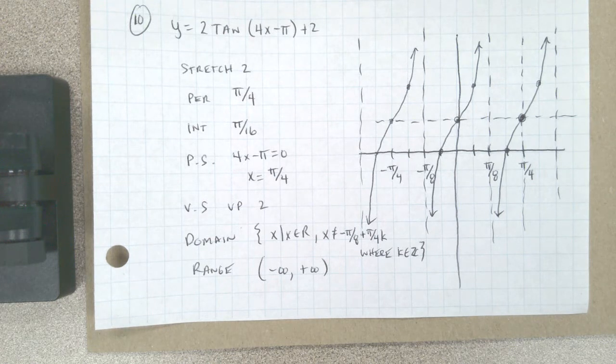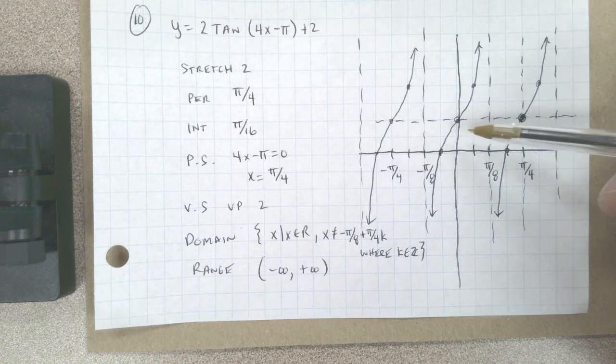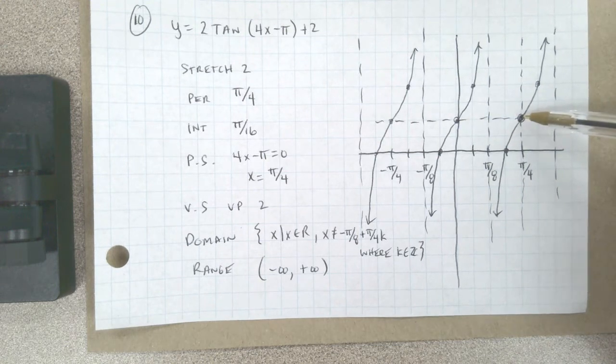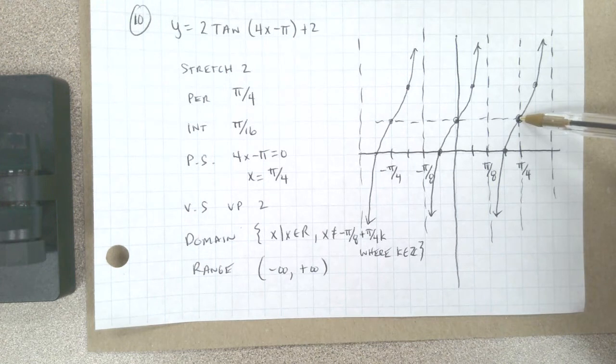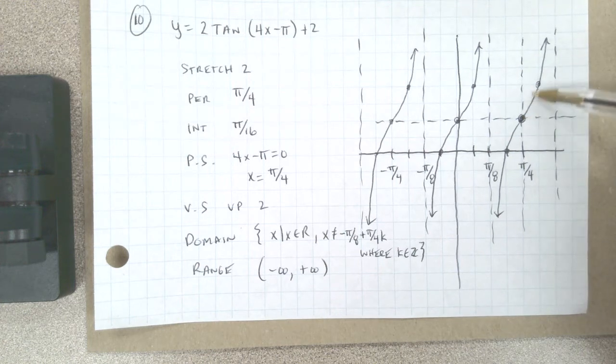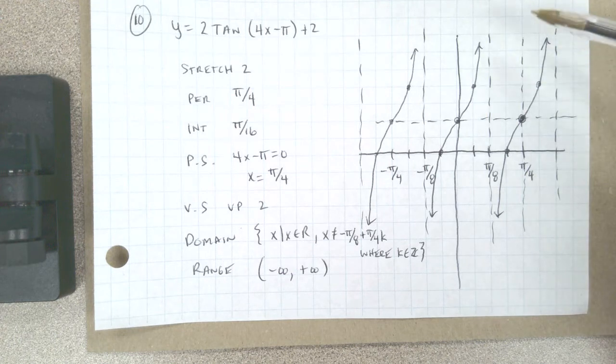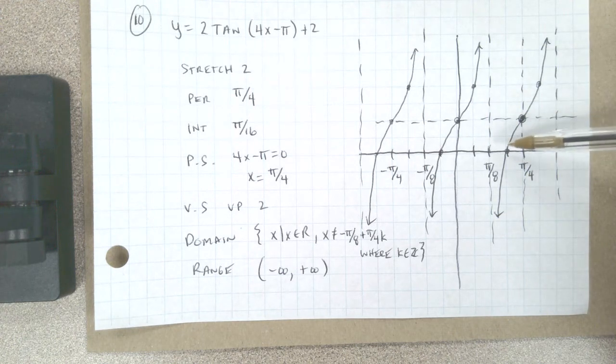The phase shift, you're going to set 4x minus pi equal to 0. That gets you pi fourths for the phase shift. So notice we're shifting over pi fourths, and the vertical shift is up 2. So this is my new origin. We start on the origin on a tangent curve, so the stretch is 2. I'm going to go up 2 here, and I'm going to go down 2. That makes my asymptotes at pi eighths, and then from there every pi fourth.